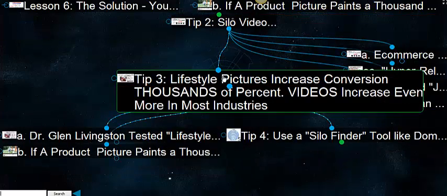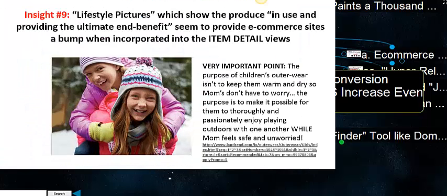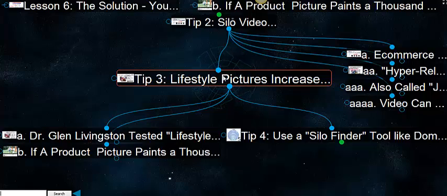Tip 3 is lifestyle pictures increase conversion thousands of percent. Videos increase even more in most industries. Don't forget to show lifestyle videos, show the product in use that indicates the end result. Don't confuse people like the Super Bowl halftime thing where you have something really cool going on. Don't upstage the product. For me, even this shot in Dr. Glenn Livingston's manual is a little upstaging. I don't mind children hanging around each other, but I'd rather see them separately so you can see both jackets on them. Okay, so consider all those things. Consider the end result, what a mom's looking for.